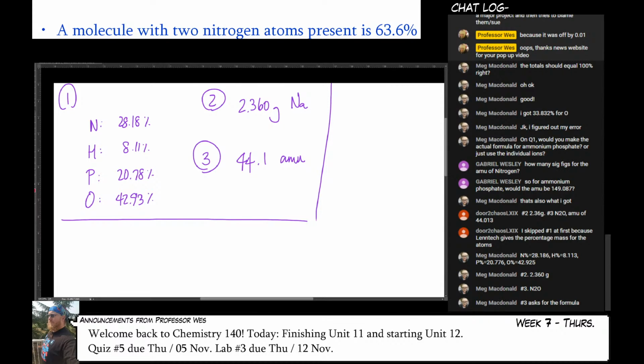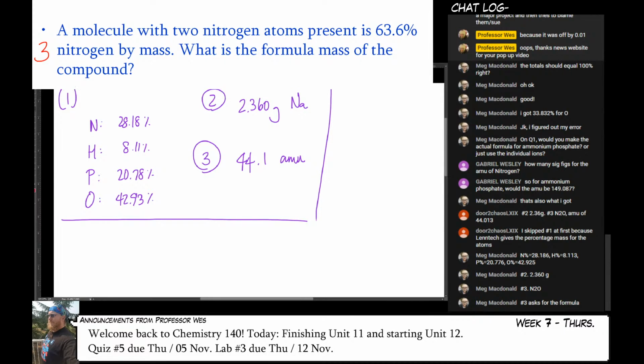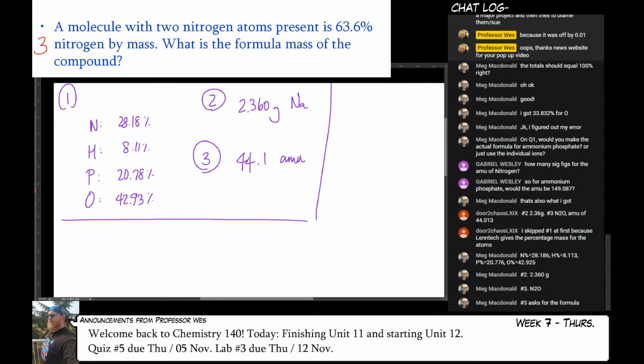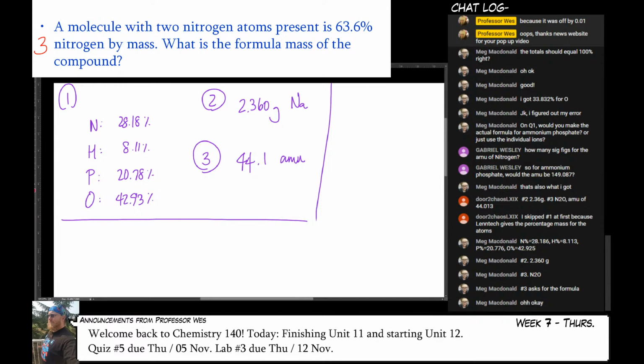Does number 3 ask for the formula? It asks for the formula mass, so I just want to know how much it weighs. But you're right in that you can predict that it's N2O. Like, for sure. I would bet money on that.